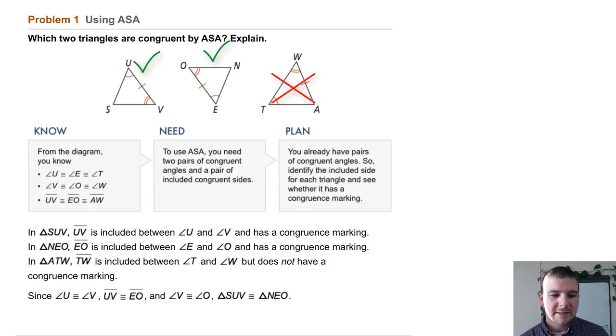Therefore, since angle U is congruent to angle E, segment UV is congruent to segment EO, and angle V is congruent to angle O, triangle SUV is congruent to triangle NEO.